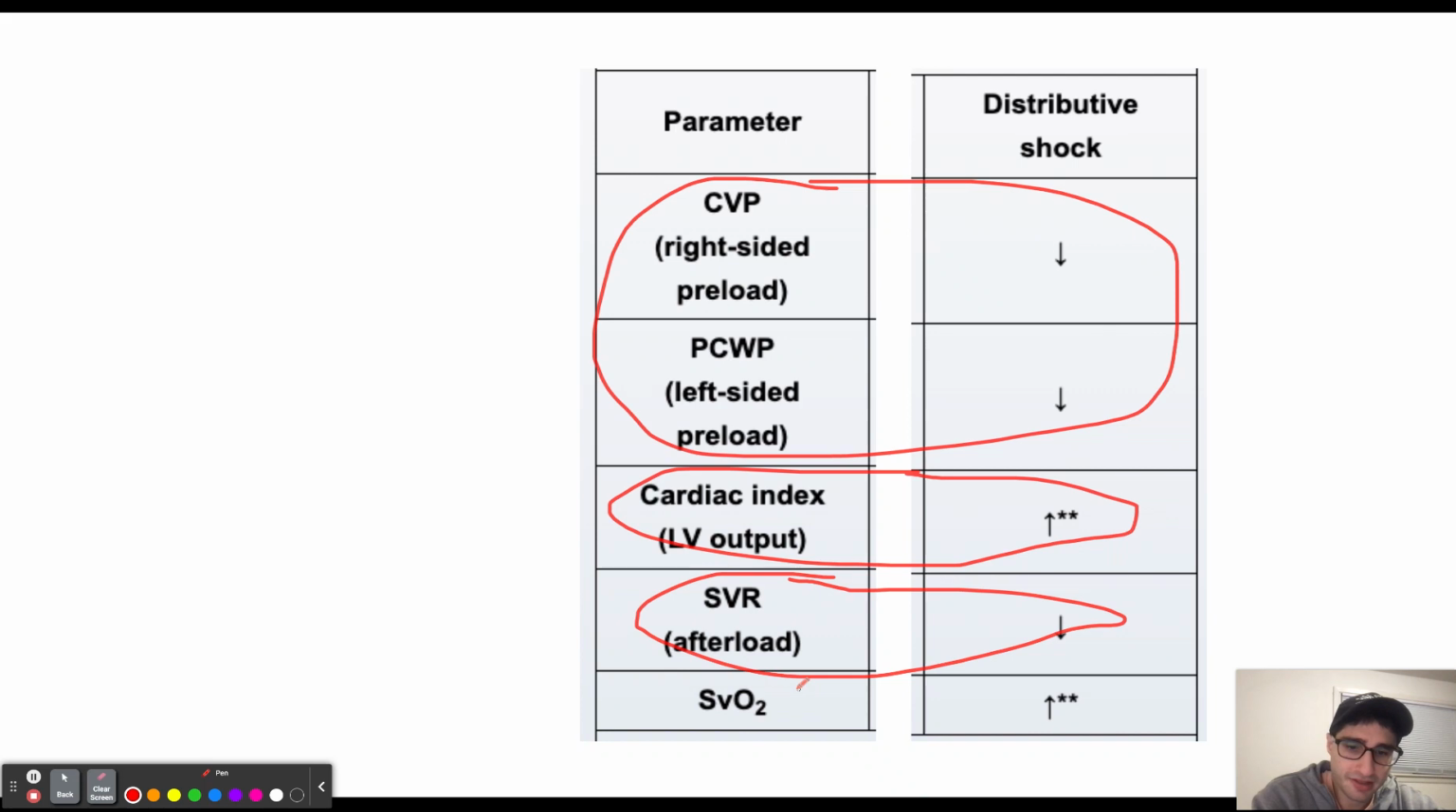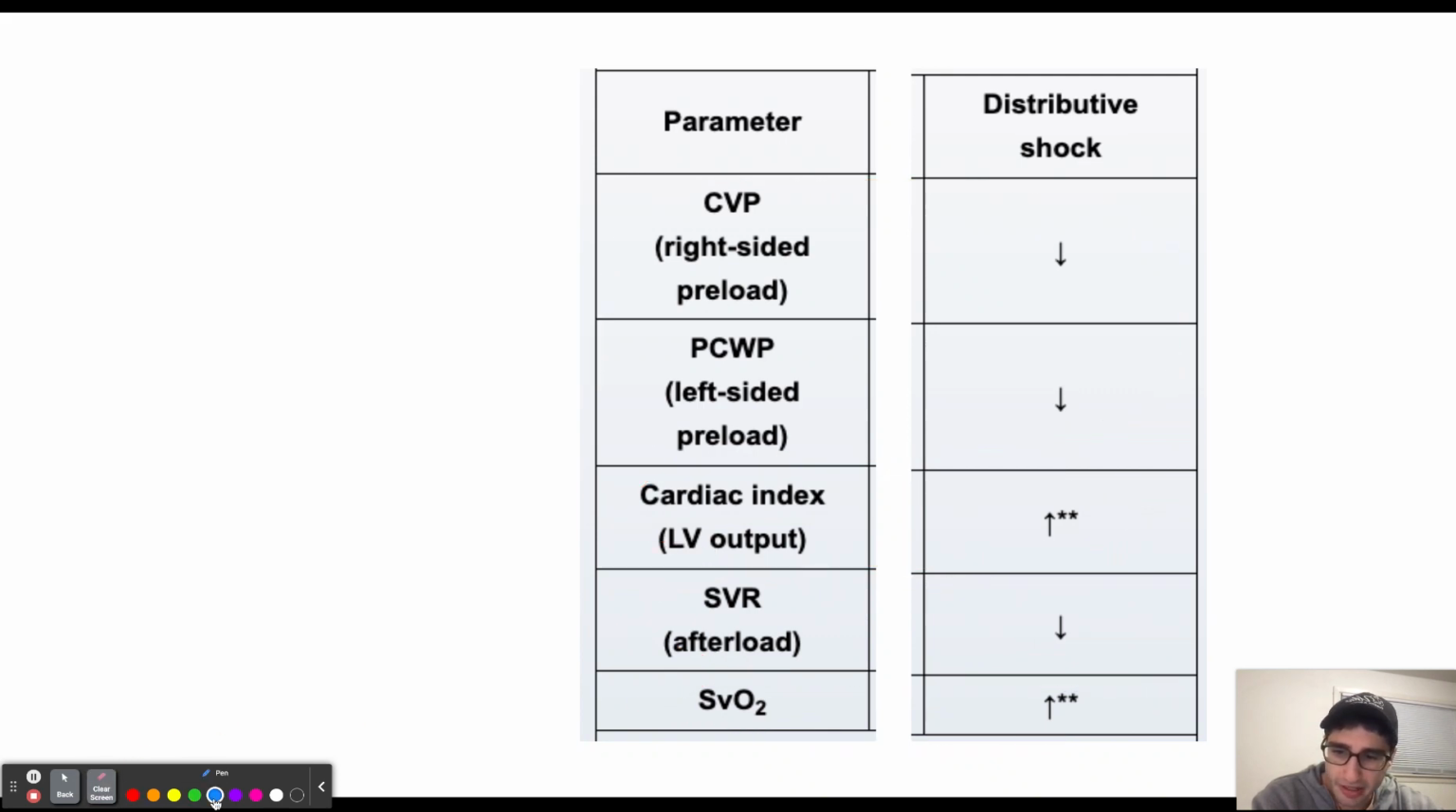Now, mixed venous oxygen saturation is also going to increase, and this is due to the fact that we have high blood flow rates. With high blood flow rates, our tissues are not going to extract oxygen as they're supposed to. As a result, mixed venous oxygen saturation is going to increase.